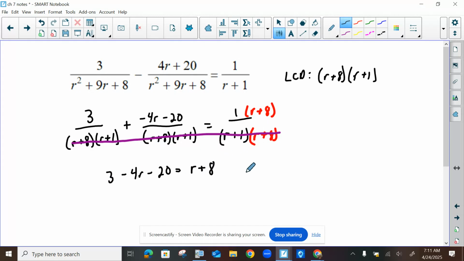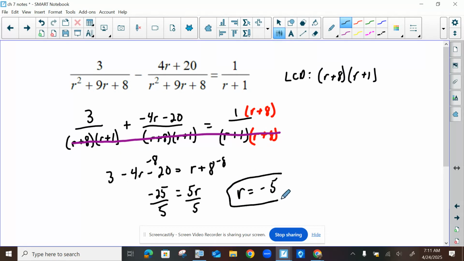This is a nice, easy linear equation to solve. I'm going to add the 4r to both sides, so it's going to end up being a 5r on this side, and I'm going to subtract the 8. When you subtract the 8, this is going to be a negative 28 plus 3, which is going to be a negative 25. When we divide by 5, we see that r equals negative 5.